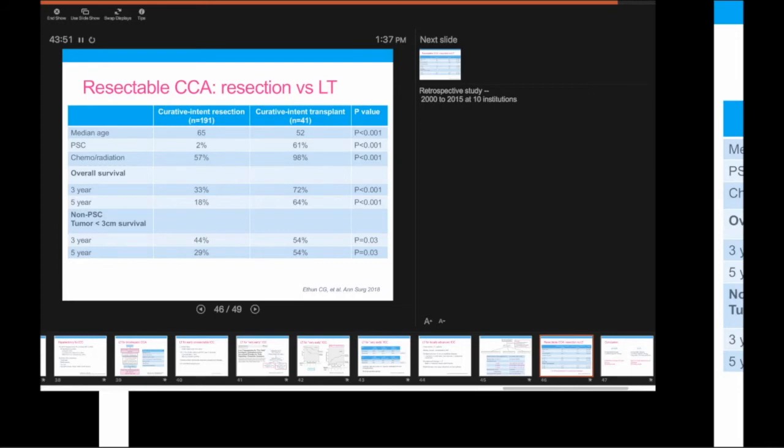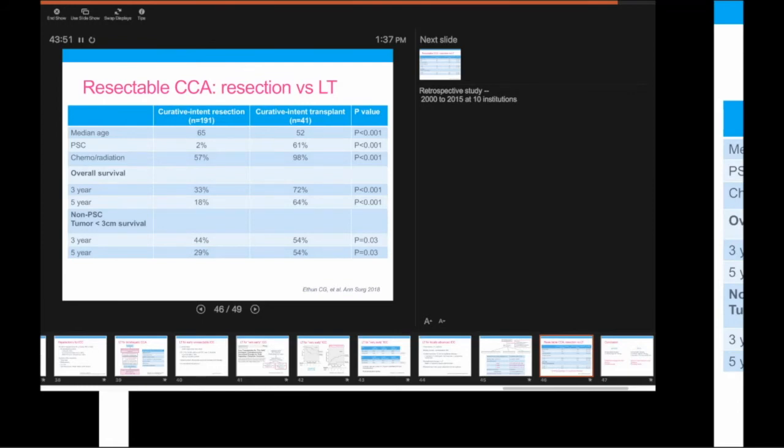The median age in terms of resection, the age was a little higher. There was more PSC in the curative intent transplant group, and in terms of chemoradiation, the patients in the transplant group generally received chemoradiation. The overall survival rate was significantly different between the transplant and resection group. At 3 and 5 years, the transplant group did better.